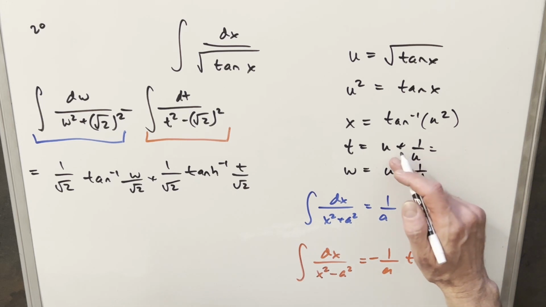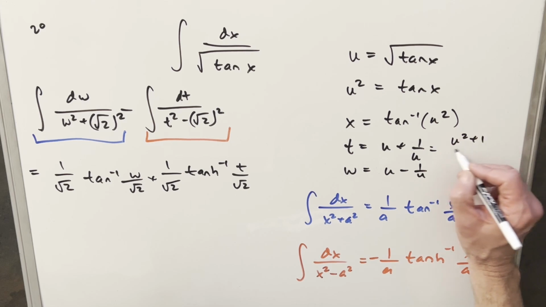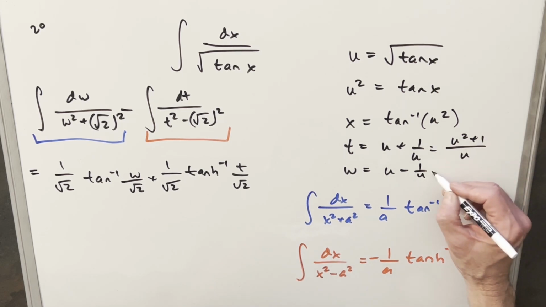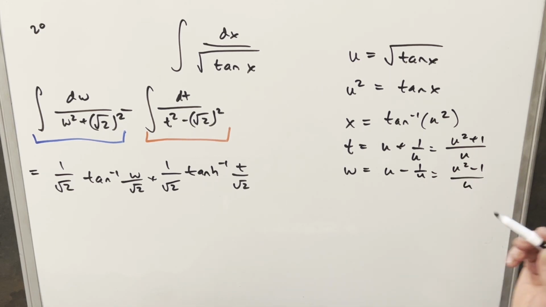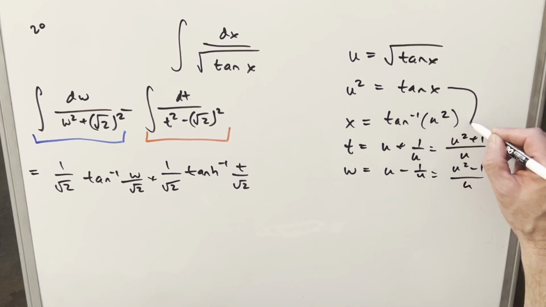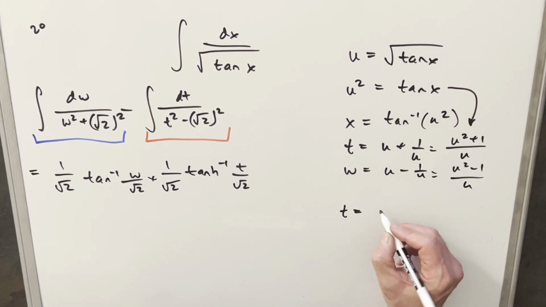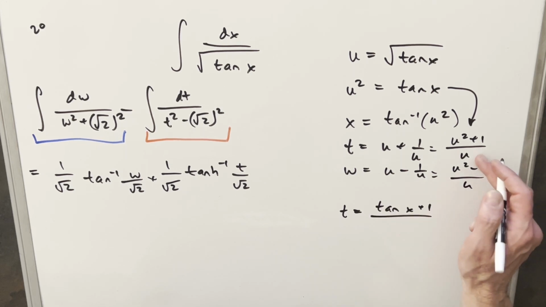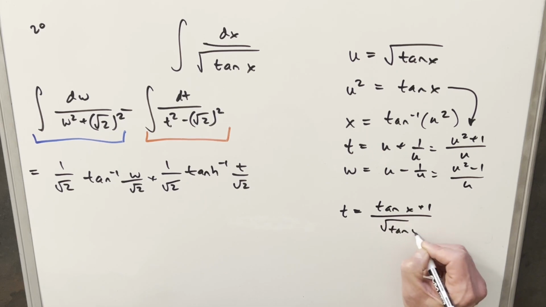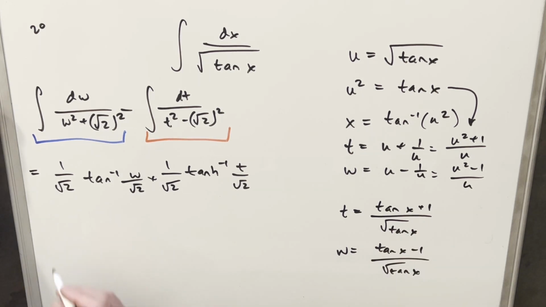So like what I can do with the t and the w values, get a common denominator. So I can actually write this as u squared plus 1 over u, and I can write this one as u squared minus 1 over u. And then maybe to save a step, what I can do is back substitute here in one step so I can get our u value, because our u squared value is just tan of x. So we can write our t value as tan x plus 1 over u is just going to be square root of tan x. And then really similar for our w value, this is going to be tan x minus 1 over square root of tan x. So let's see if I can put this all together.